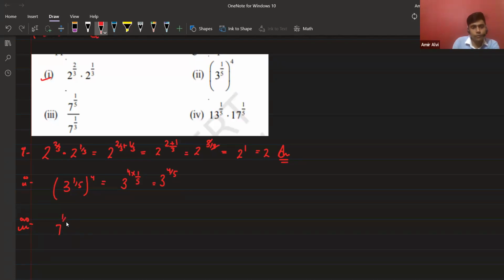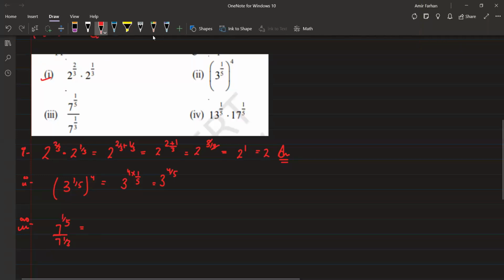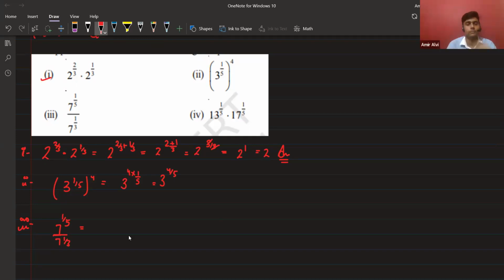So now, Simran, it's your turn to solve it for me and tell me what will be the answer here. 7 to the power 1 by 5 divided by 7 to the power 1 by 3. Take your copy, solve it on your own and let me know the answer. Then I will solve it. You will guide me.